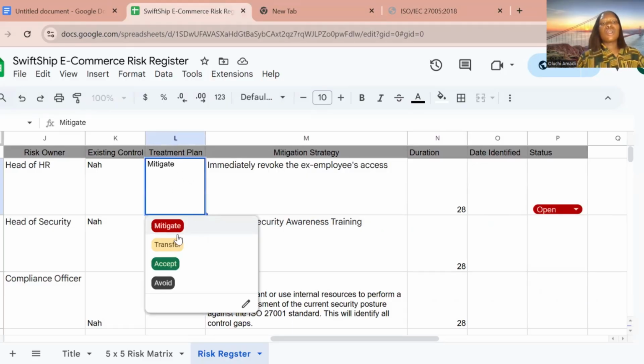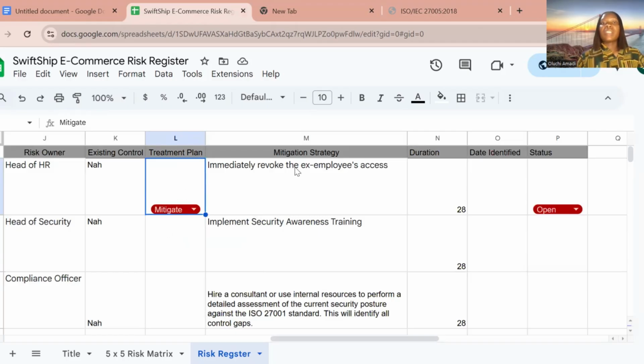We can also use color to work on this treatment plan: mitigate is red, transfer is yellow, accept is green, and avoid is black. To transfer it, you can transfer it to insurance or a third party. Then another one is the mitigation strategy.